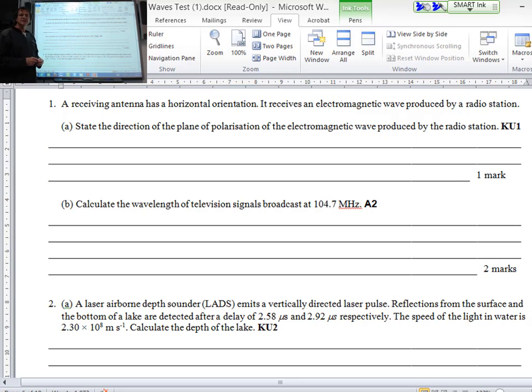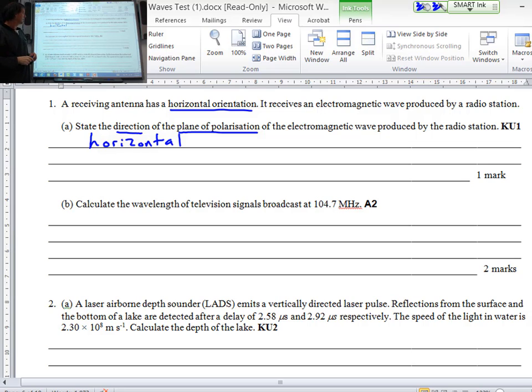Okay, let's go through last year's SAT for the wave section here. You've got a receiving antenna that's got a horizontal orientation, so it's horizontal, and it's going to receive electromagnetic waves produced by a station. You need to state the direction of the plane of polarisation of the waves that are being produced at the station. Now, if it's receiving it in the horizontal orientation there, that's the way the plane of polarisation should be, so it's horizontal. That's also the same direction that the electric field will be going in.